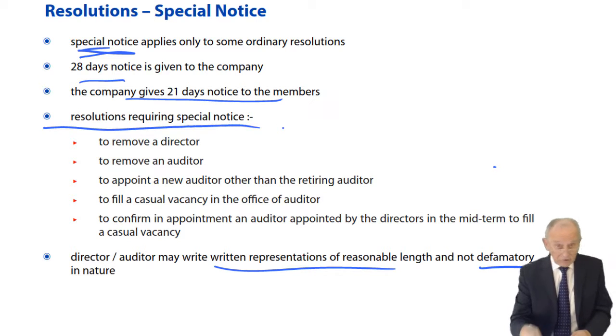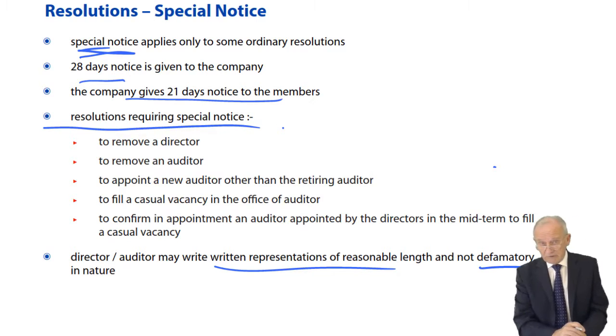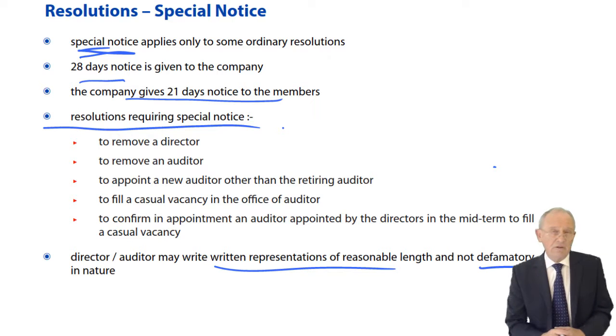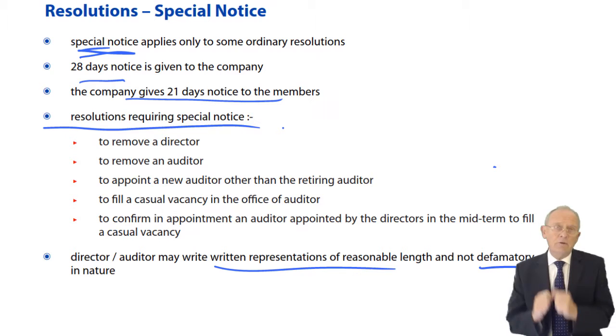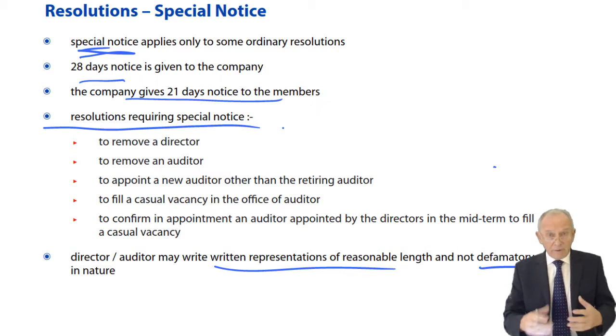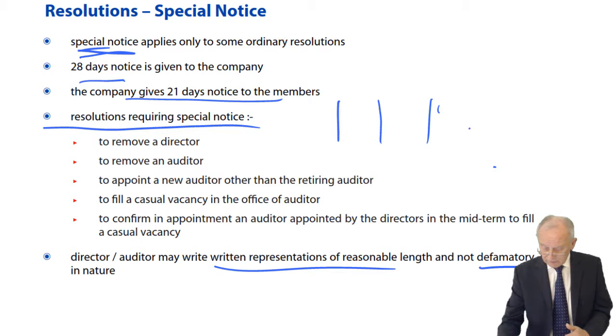Here are the 5 resolutions. I've been promising them to you for 10 minutes or so now. Here are the 5 resolutions that require this special notice. The first one is to remove a director before the expiration of his term of office. Directors, if they're not FTSE 350 companies, a director will typically be appointed for a 3-year period, and then every year a third of the directors will retire by rotation.